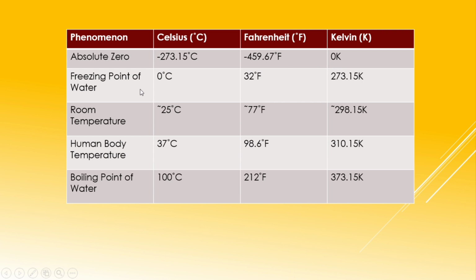Now for the freezing point of water, in the Celsius scale it is 0 degrees Celsius, in the Fahrenheit scale it is 32 degrees Fahrenheit, and in the Kelvin scale it is 273.15 Kelvin. Similarly, room temperature, human body temperature, and boiling point of water are also given.